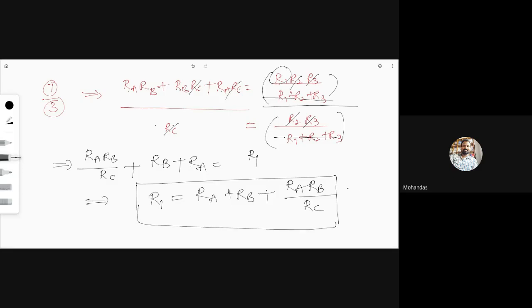Now we got the R1 value, which is the value of delta from star. Known values are RA, RB, RC. Unknown value is R1. Okay? So this is R1. Likewise, you have to calculate R2 and R3 also. To calculate R2 and R3, you have to divide equation 7 by equation 1. Up to this, is it clear, Amma? So far, anybody have any doubts, you can ask. Okay.